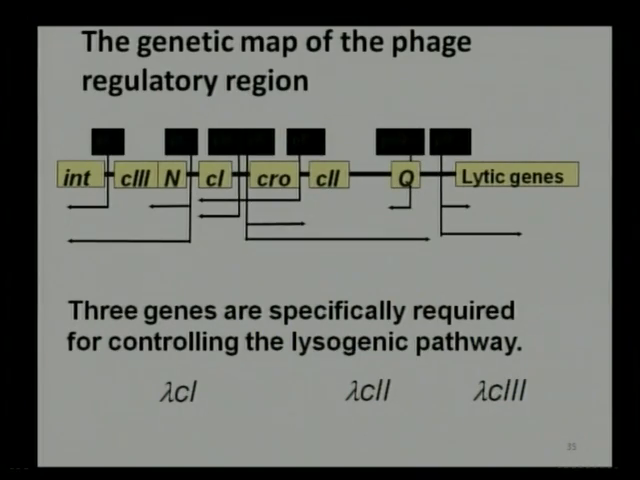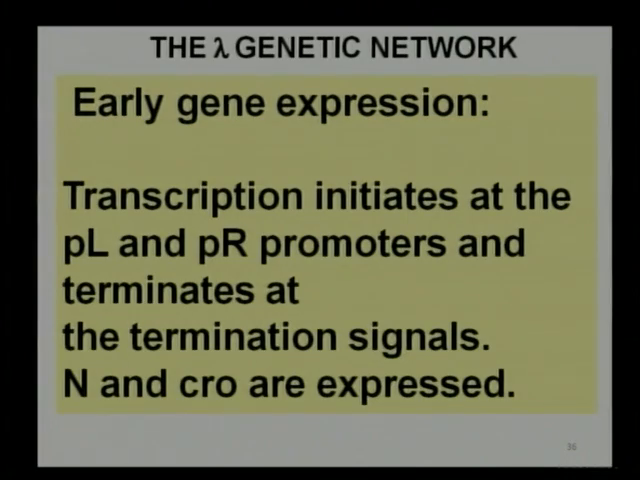Now, as we can see further, the same map includes the most important genes that are part of this regulation: integrase, C3, N, C1. Among these, the three genes specifically required for controlling the lysogenic pathway are the lambda C1 gene, C2, and the C3 gene. So the whole network begins with early gene expression, in which the promoter left and the promoter right are transcribed, and this transcription leads to the expression of N and CRO.